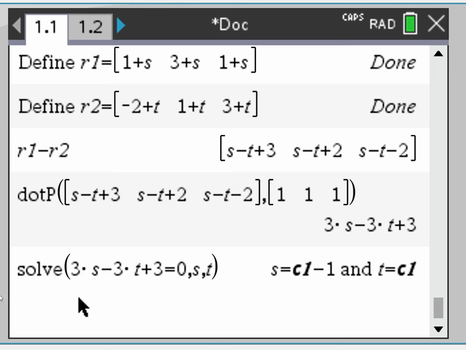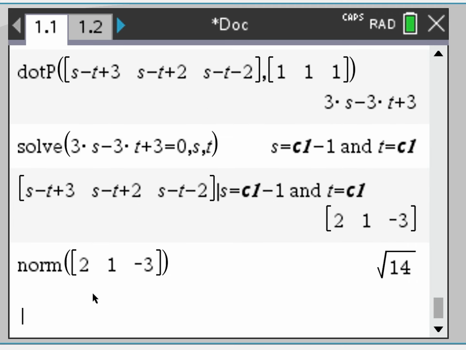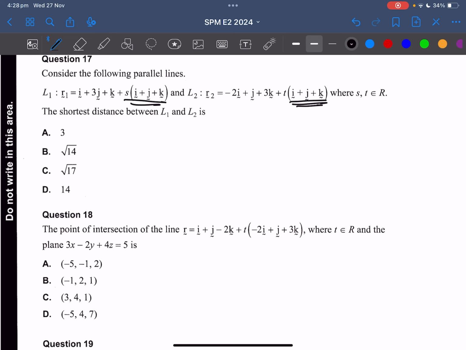Now, what we found is that this is us setting the dot product equal to 0, right? This is to get the perpendicular distance. So we found the values of S and T when that happens, but it's a general solution. Although sometimes if we substitute in the general solution, it does give us a value. Okay, there you go. This is the perpendicular vector that determines the shortest distance between R1 and R2, or between the two lines. Now we're going to find the magnitude of this, so let's calculate the norm. There you go. So root 14 is the magnitude, right? So our answer is going to be B.